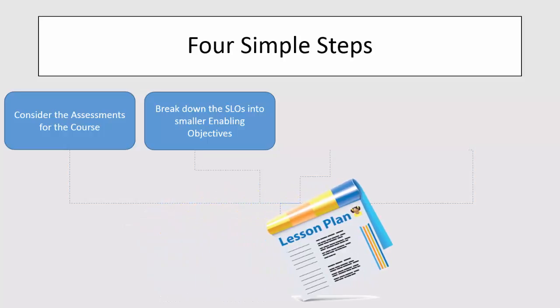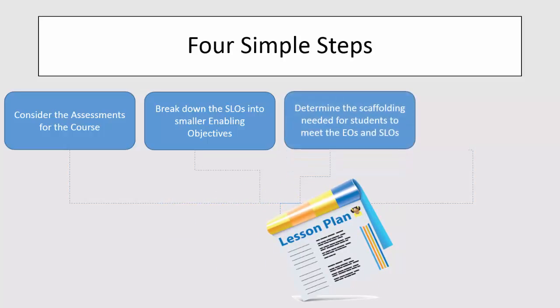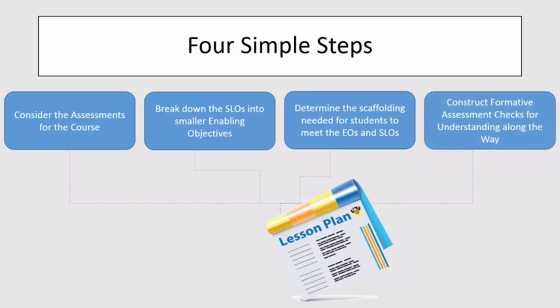And then as we're moving forward in the lesson planning, really determining the scaffolding needed for students to meet both the enabling objectives, and then that leads into the student learning objectives. And if they can do that, they will be successful in meeting the assessment criteria. So to do that, we're going to have to construct formative assessment checks for understanding along the way for students to be successful. So you can see the backwards design and you can see the frontwards design. So let me show you how to do that.